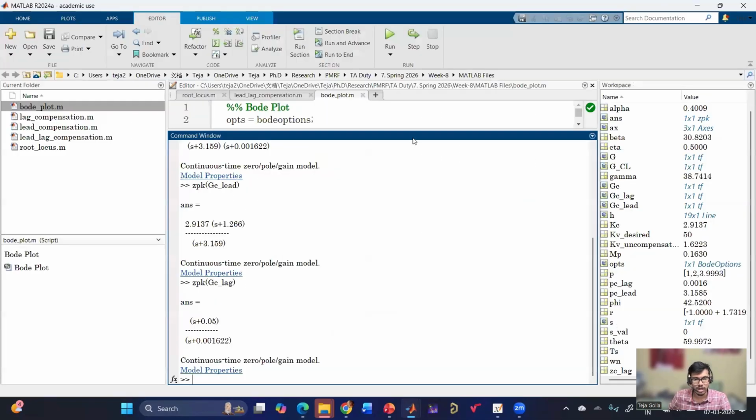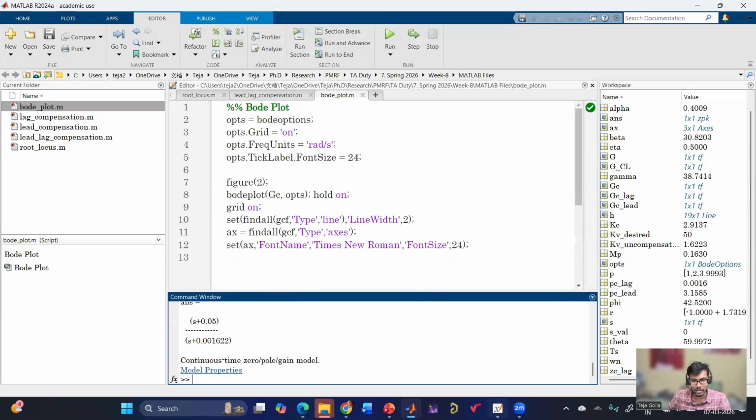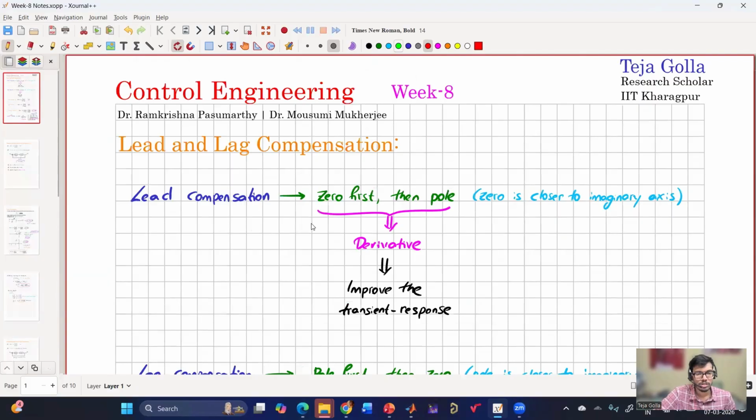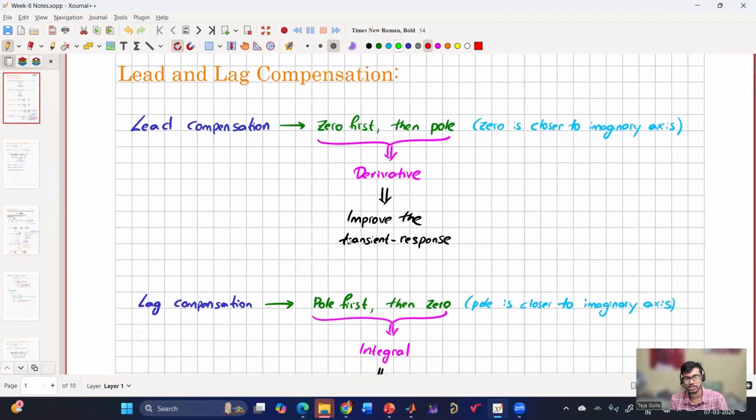So to quickly summarize today's session, let me go to page one. Yeah. So to quickly summarize today's session, we have discussed the design of lead and lag compensation using the root locus. So starting with the lead compensation as well as lag compensation requirements, why it is needed. So lead compensation means the zero will come first, followed by the pole, which means the zero is closer to the imaginary axis, so it will add a derivative effect. That's why the transient response will be improved. So whenever there is a transient response improvement requirement, we'll be using lead compensation.